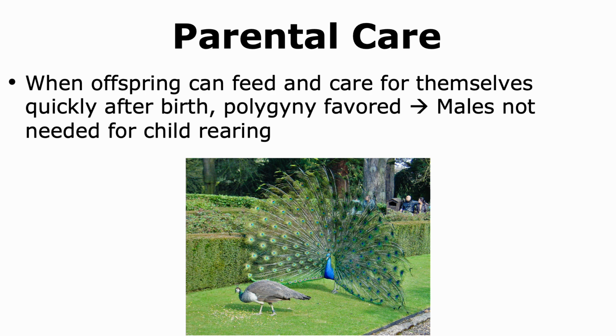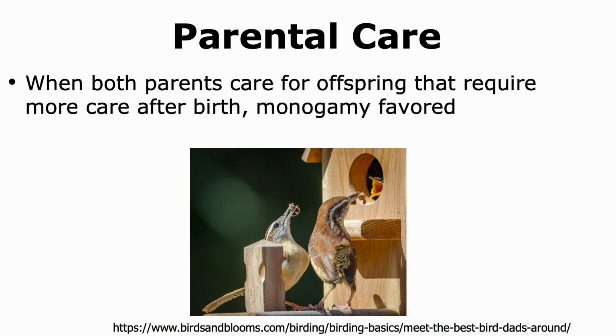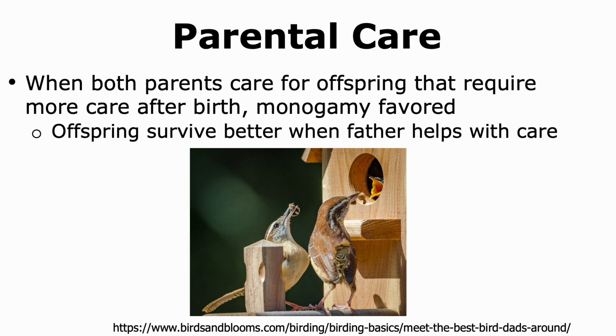In addition to the certainty of paternity, how much care is needed to raise an offspring also determines whether both parents play a role in parental care. Polygyny is normally favored when the offspring can feed and care for themselves quickly after birth. In these scenarios, the males are not needed for child rearing as the offspring develop very quickly. Polygyny is also favored when only one parent is needed to care for the offspring. For example, as observed before in mammals, only the females are able to provide care to the offspring because they are the only ones that are able to make milk. In scenarios where the offspring needs more care after birth and both parents are able to tend to the offspring, monogamy is favored. In such situations, the offspring are able to survive better when the father helps with parental care, and hence this has been selected over time.